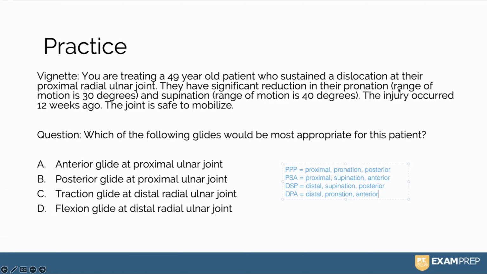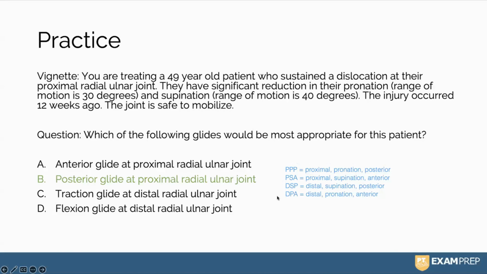They have significant reduction in their pronation. So the range is 30 and supination, the range is 40. So we know that the pronation is the most decreased, right? So if we're at the proximal joint and we want to increase pronation, what are we doing? Proximal joint, increase pronation, we're doing a posterior glide. Okay, hopefully that makes sense. The answer is B, posterior glide at the PRUJ. Make sense? Let me delete these drawings.